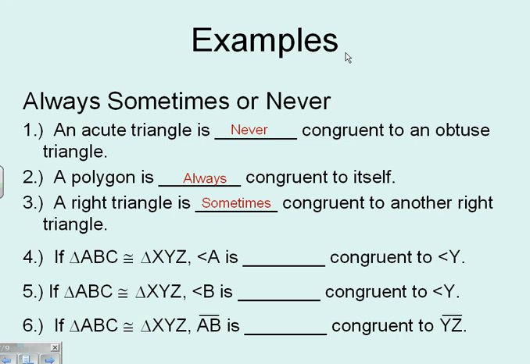A right triangle is always, sometimes, never congruent to another right triangle. Sometimes. If triangle ABC is congruent to triangle XYZ, is angle A always, sometimes, never congruent to Y? Here's A, which we know is congruent to X. But do we know it's congruent to Y? We don't know that, but it could be by coincidence, so we're going to put sometimes. Now, if we say B is congruent to Y, B and Y are corresponding, so they're always congruent. And with ABC congruent to XYZ, is AB always, sometimes, never congruent to YZ? Notice they're not corresponding parts, so they could sometimes be congruent.